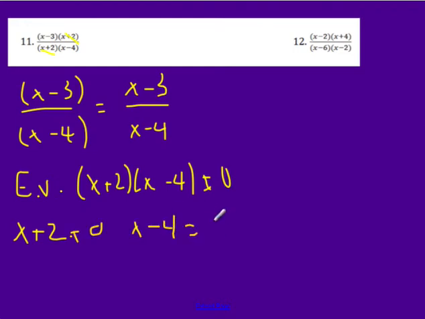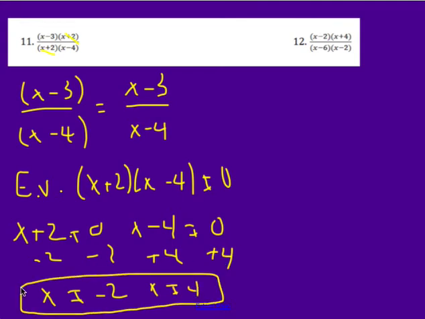So here, what I want to do is solve each of these for x. So I'm going to subtract 2 from both sides, and I get that x is not equal to negative 2. Here I'm going to add 4 to both sides, and I get that x is not equal to 4. So that right there is our excluded values for number 11.